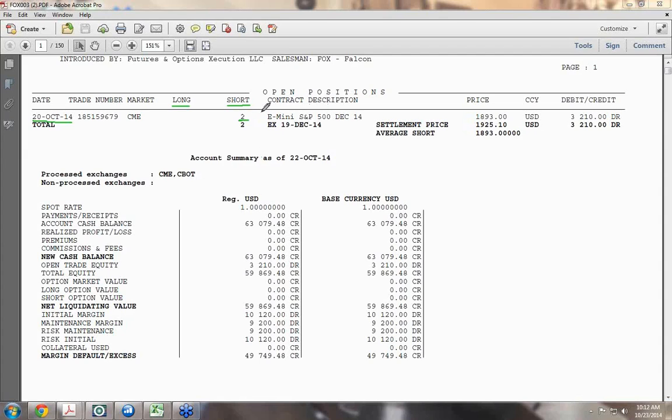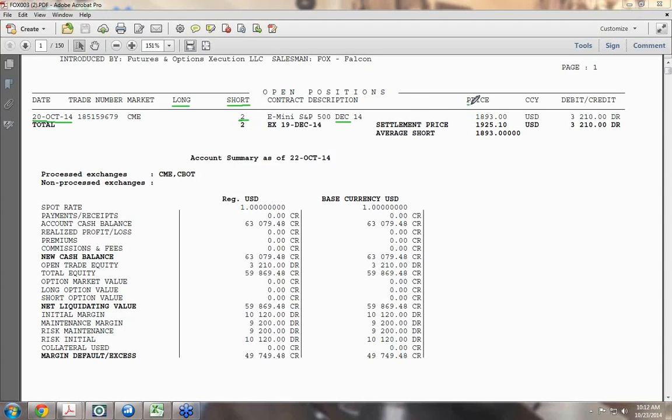And then next we're going to have the contract description, which, again, for the algo trade system is always going to be the same. It's always going to be the E-mini S&P 500. The contract month will vary throughout the year, but the market itself will not. So this particular statement is showing that we are currently short 2 contracts of the December E-mini S&P 500.